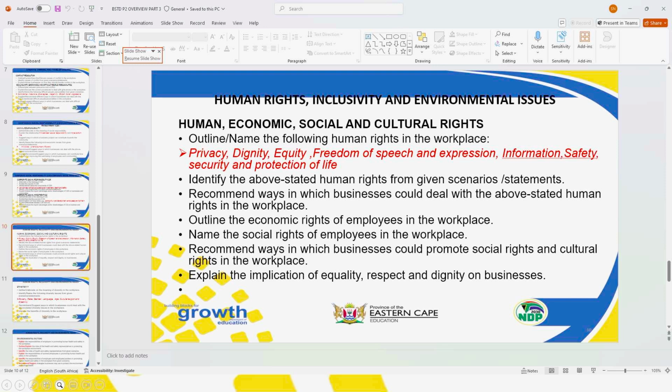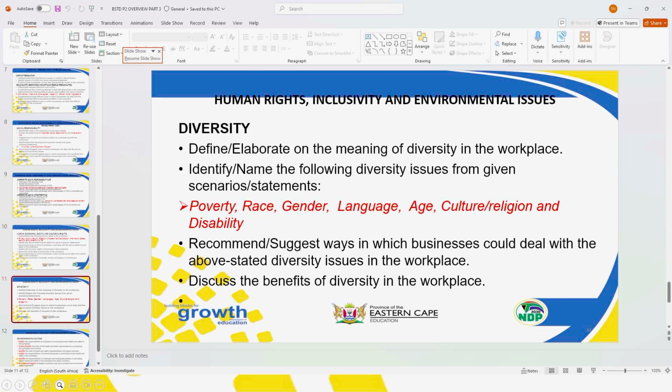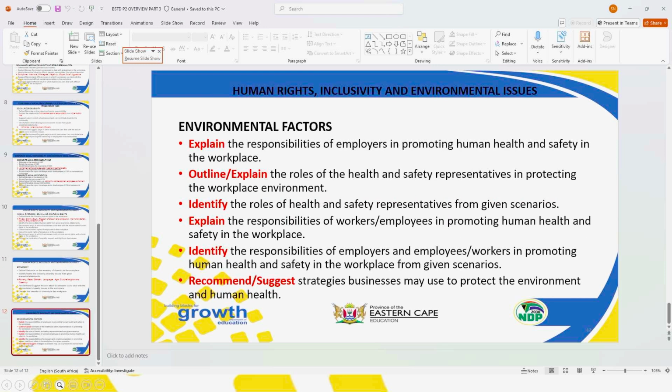Then that one was the human rights. That was the last topic. Then you go through diversity, where we focus on diversity issues: poverty, race, gender, language, age, culture, or religion. Then you recommend how to deal with the diversity issues. Then when it comes to the environmental factors, you look at the responsibilities of employers in promoting, and also the role of health and safety representatives. With all those, you outline and explain the roles of the employer and also the role of the employees. So that one was human rights, inclusivity, and environmental.